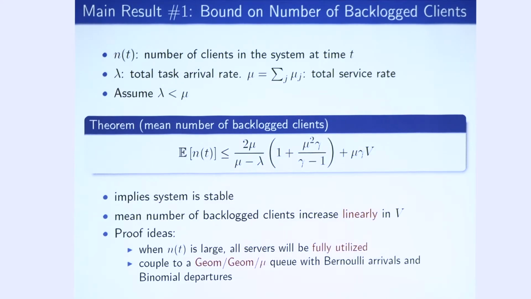Okay, so I want to briefly mention the proof idea is very simple. Even though our policy is not work conserving, in the sense that we're not always using the server capacity, when the system is very congested, we can show that all the servers will be fully utilized. In this case, the total service rate mu is bigger than lambda. So that's why we can get an upper bound. In particular, we apply stochastic coupling to a simple queue with total arrival rate mu in this case to finish the proof.